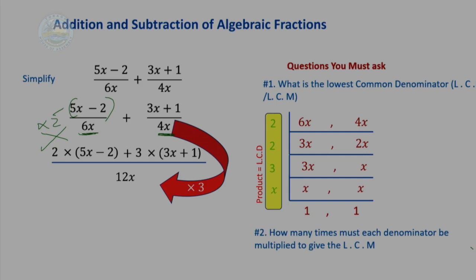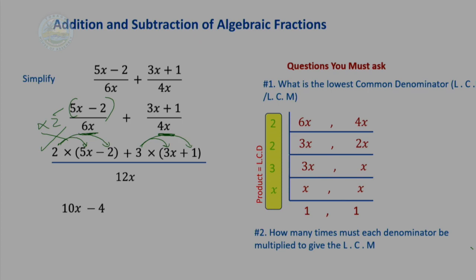I pause to remind you that we did a video on the distributive property of multiplication over addition and subtraction. Here, to further simplify this, we need to utilize that because we are arguing that this 2 has to be multiplied by the 5x and this 2 has to be multiplied by the negative 2. So also this 3 has to be multiplied by the 3x and this 3 has to be multiplied by the 1. So utilizing the distributive property to simplify, it is 2 times 5x is going to give me 10x and 2 times negative 2 is going to give me negative 4.